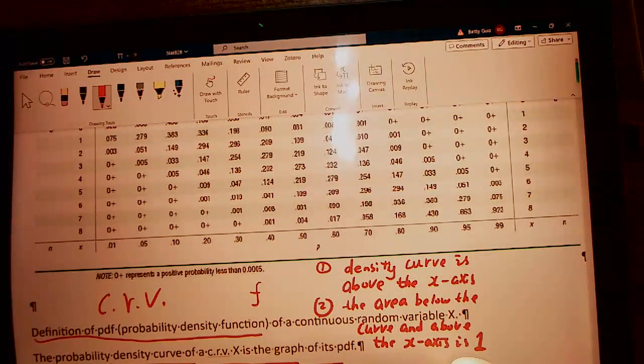In order for a curve to be a density curve, two conditions must be satisfied. The first condition is the curve has to be completely above the x-axis. You know why? Because the probability cannot be negative. That's the reason. Very similar to the distribution table.